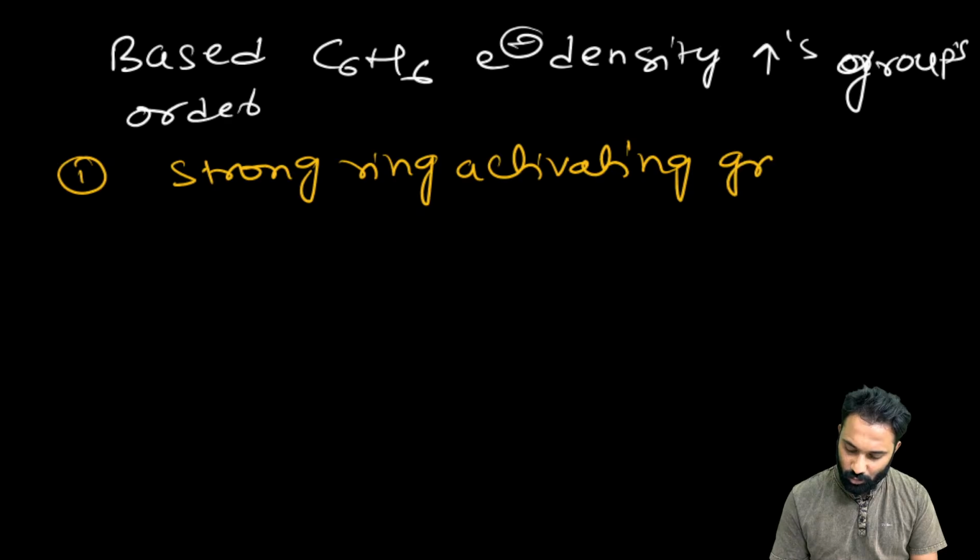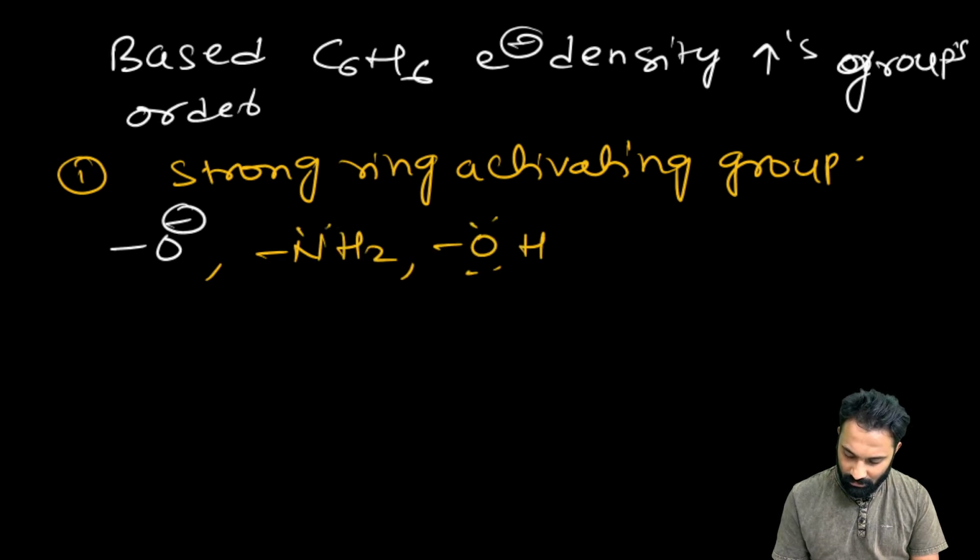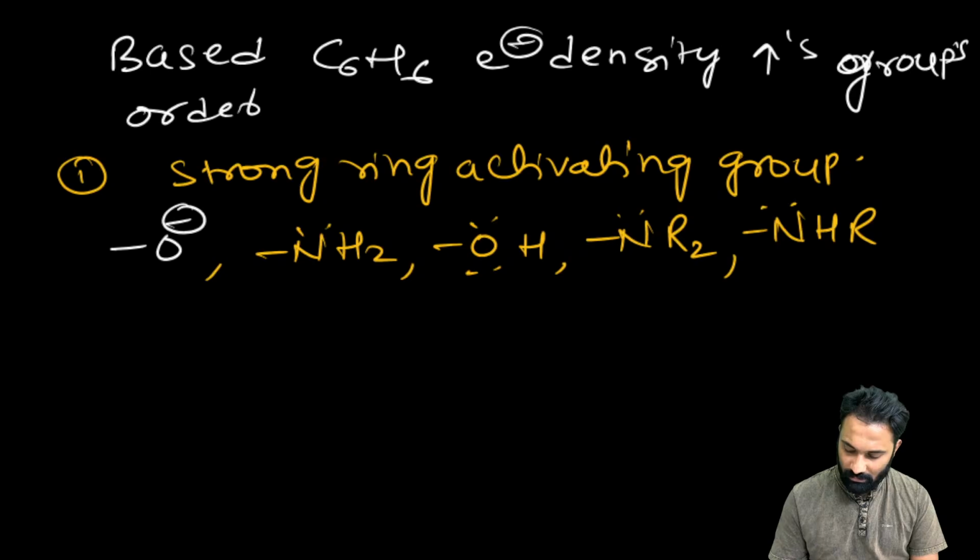These groups' order you have to remember. Here the first one will be O minus. Next we are having NH2. Next the OH. Next the NHR2. Next NHR. Clear? Now these are some groups that will increase the electron density at ortho and para.